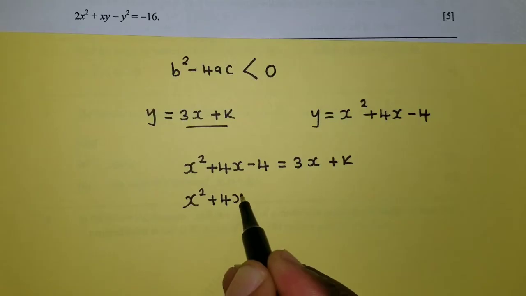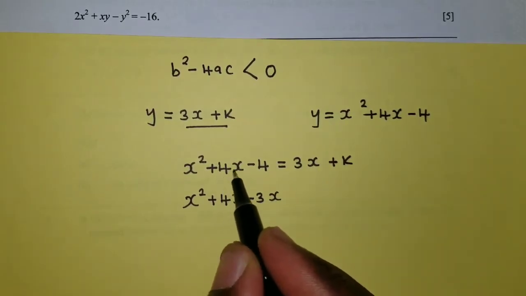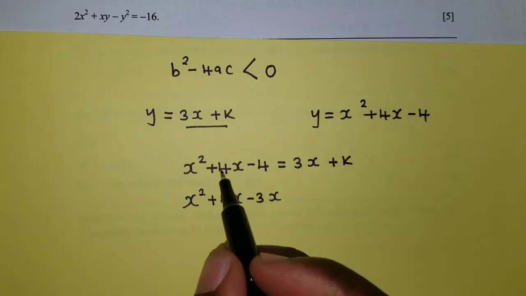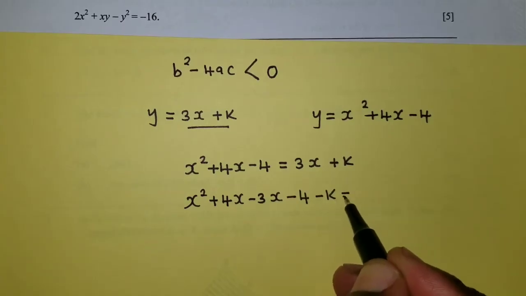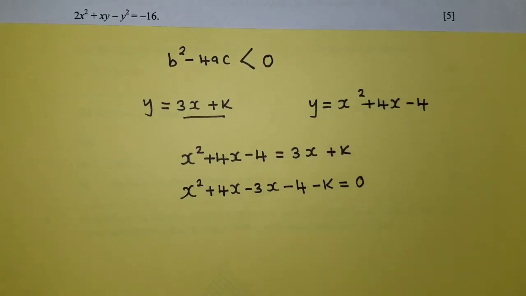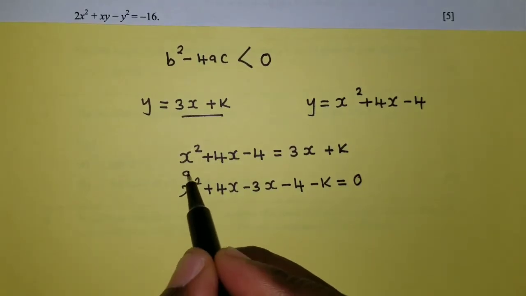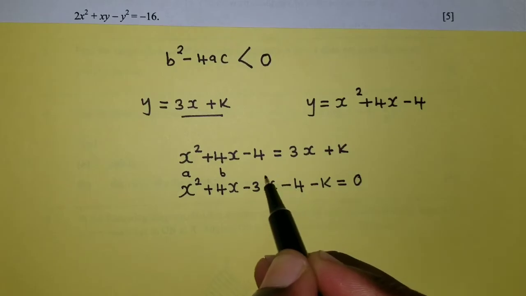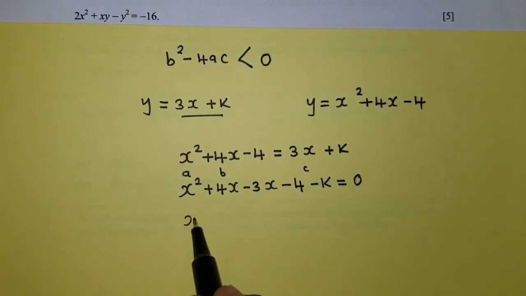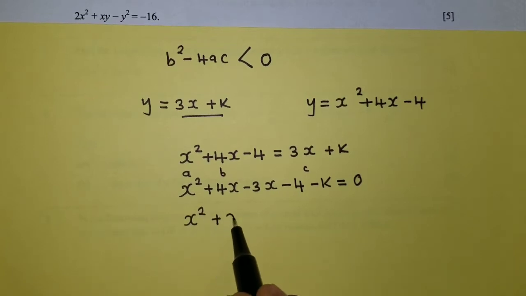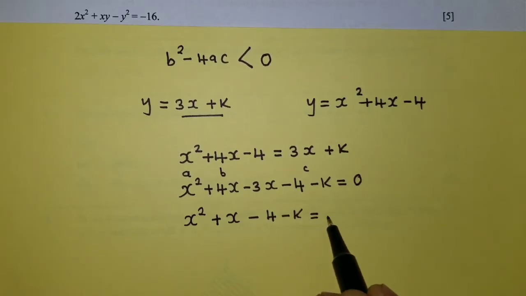And this is what we have. So this 3x will move with c, or will stand next to 4x. Minus 4 minus k is equal to 0. So now at this point, we know that this is our a, b, and this is a c. So we can just simplify here. x power 2 plus x minus 4 minus k is equal to 0.